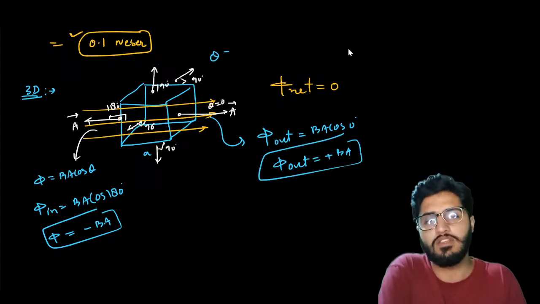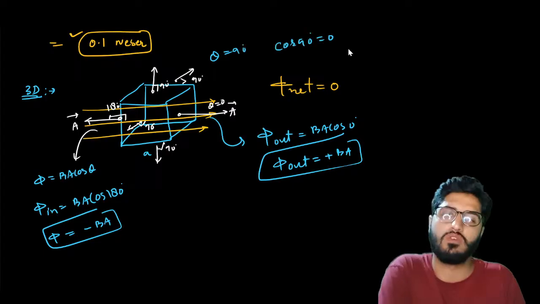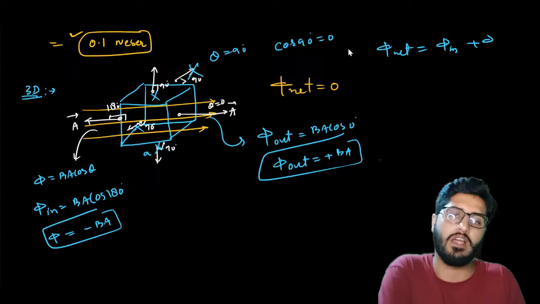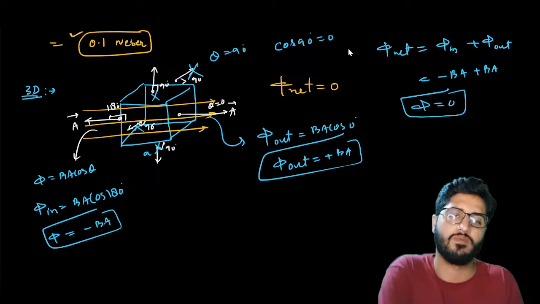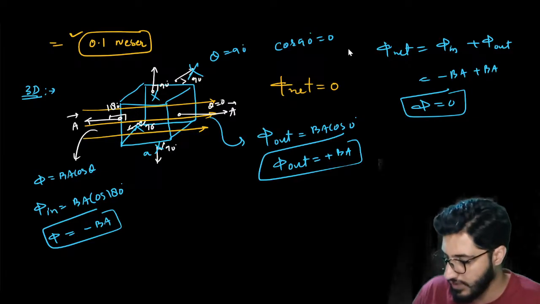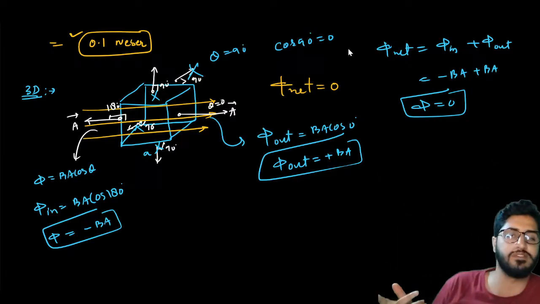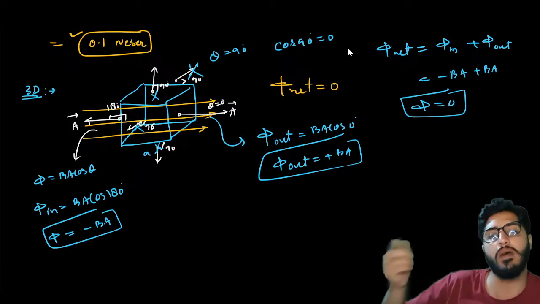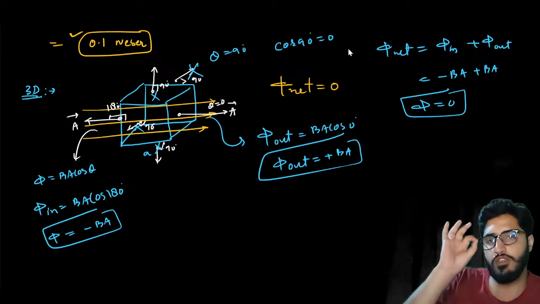Here theta is 90 degrees, so cos 90 is 0. So on these sides there is no flux. So what is phi net? Phi net is phi incoming plus phi outgoing. Incoming is minus BA, outgoing is plus BA, so phi net came out to be 0. So if we are talking about closed surfaces, every time flux will be 0. Whether it is electric flux or magnetic flux, in both cases it will be 0.